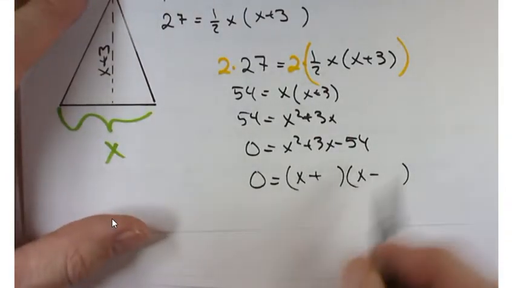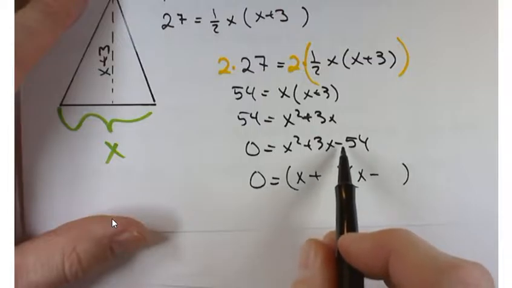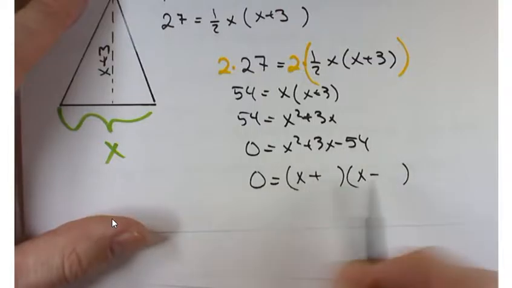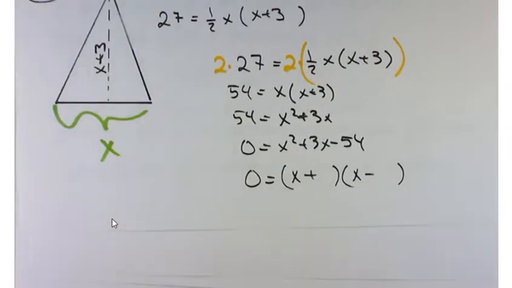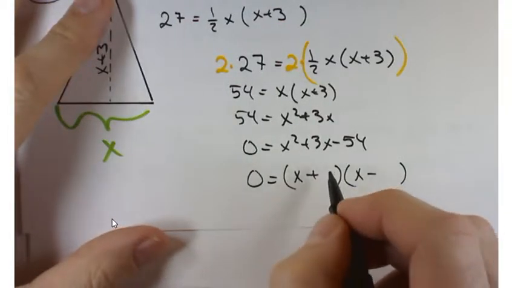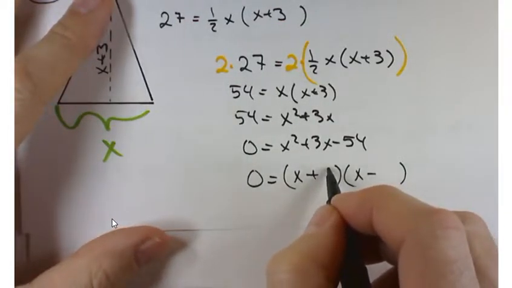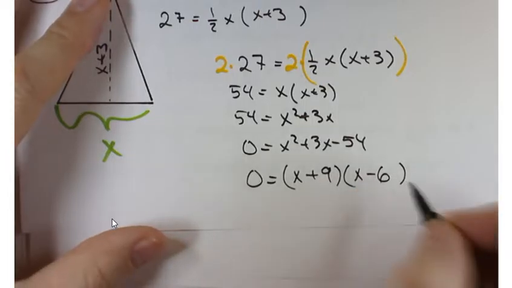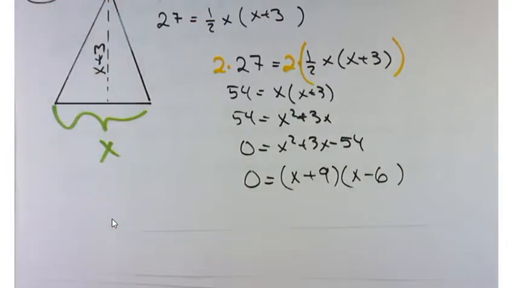Good. One positive and one negative. If this last term is negative, these have to have opposite signs. I need two numbers that multiply to negative 54 and add to positive 3. Robert? Good. Which one's positive? Good. 9 and 6. Well done. Thanks, gentlemen.